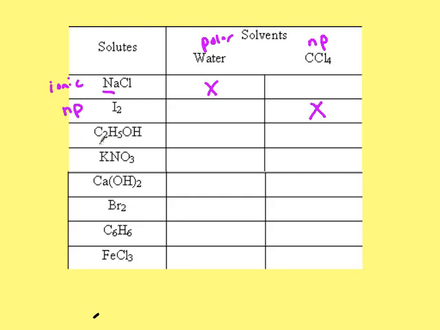One more together. This is not ionic, even though it ends in OH. This is polar because it's a hydrocarbon with OH. It's not sharing its electrons equally, so this is polar. Polar would dissolve better in water. Go ahead and pause the video and do those last 5 on your own. Restart to check yourself.